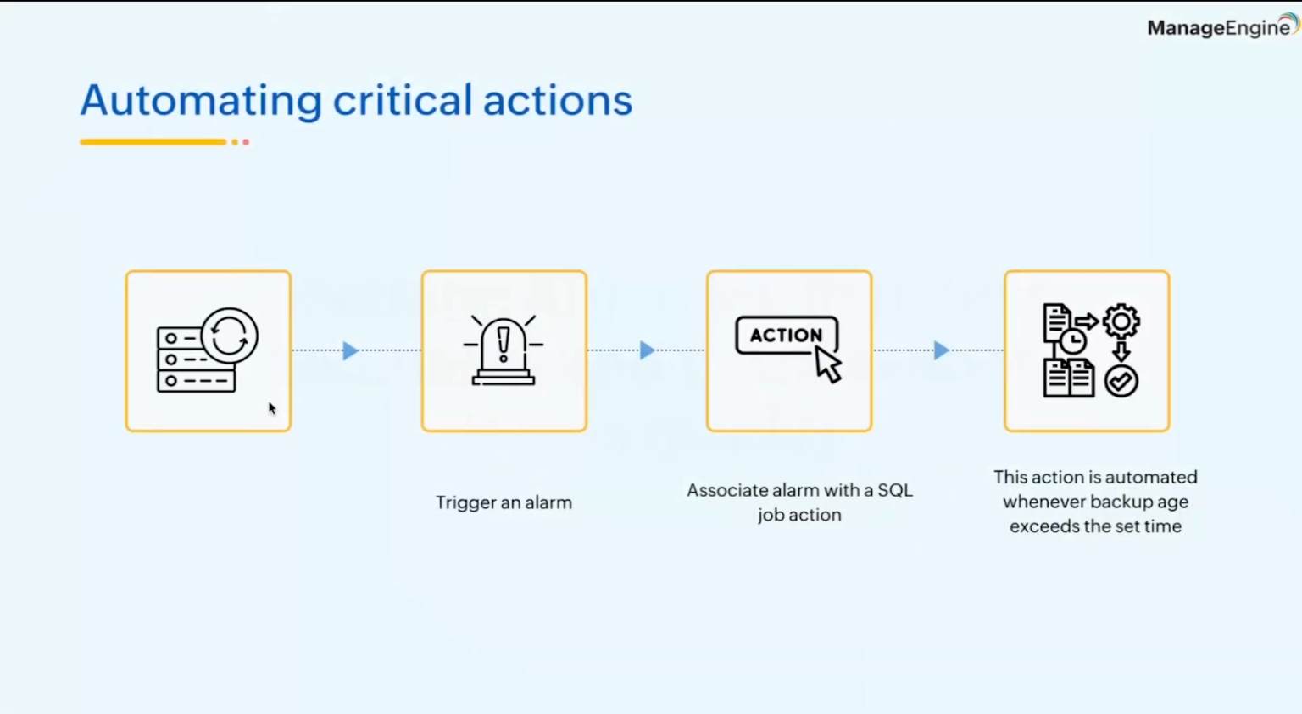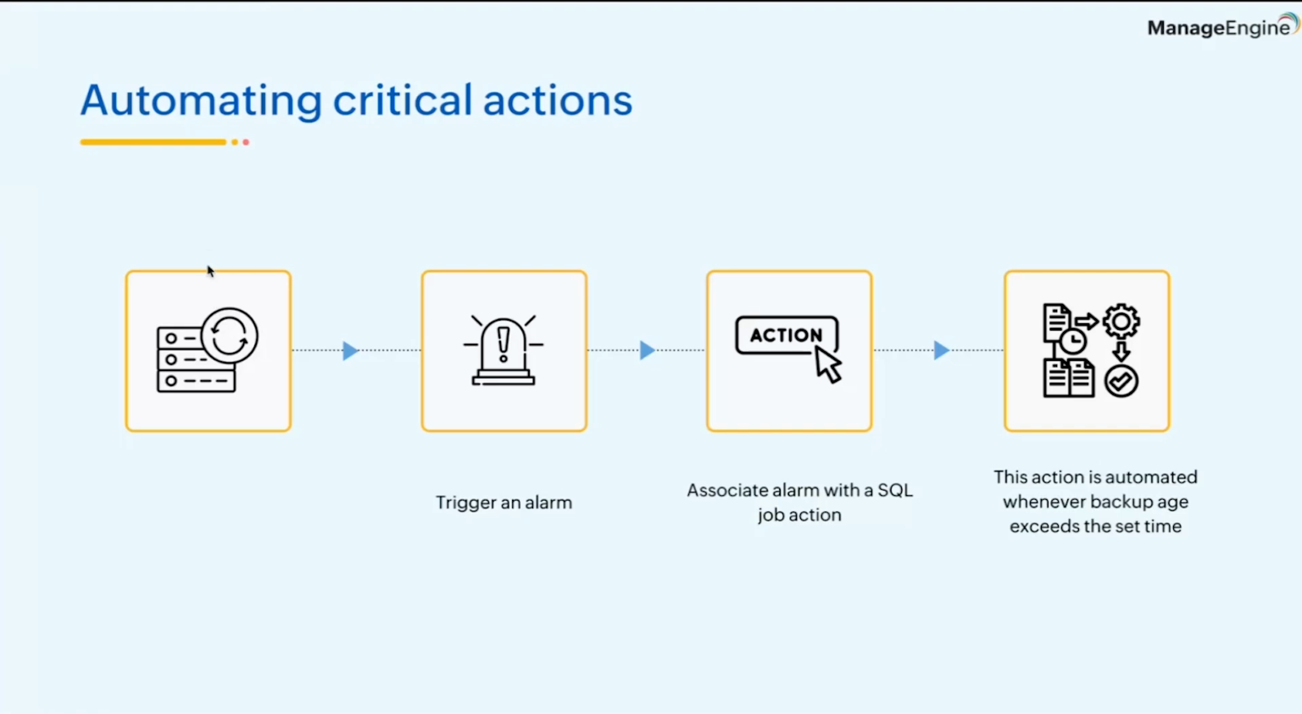Now let me give you an example here. Let's say that you have an MS SQL server that needs to be backed up every 12 hours. Because of some issue, it has not been backed up in the last 24 hours. Now, instead of manually scouring through, Applications Manager will help you automate actions via a custom script. So this script will associate the alarm with the SQL job action, and this action can be automated whenever your backup age exceeds a certain set time. So this is how the process works.